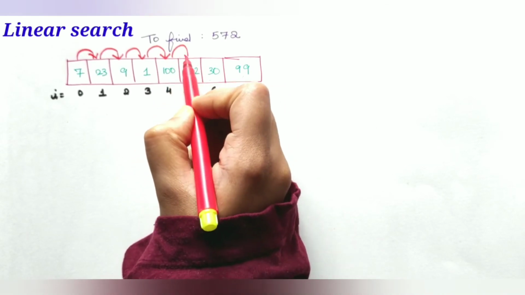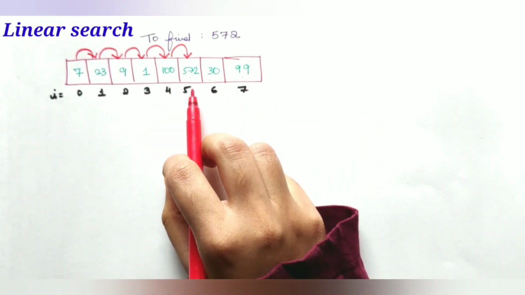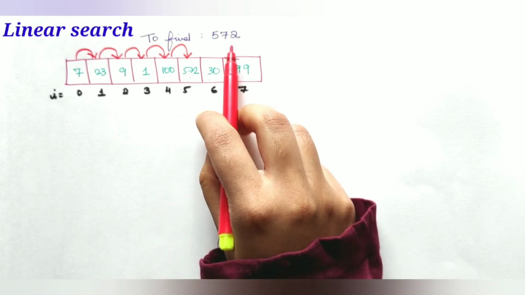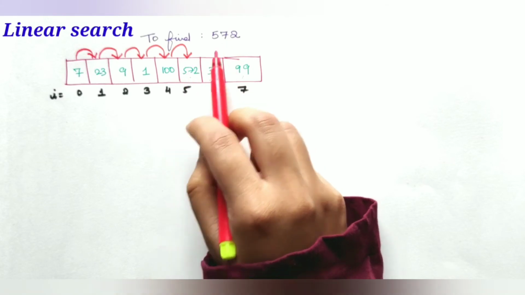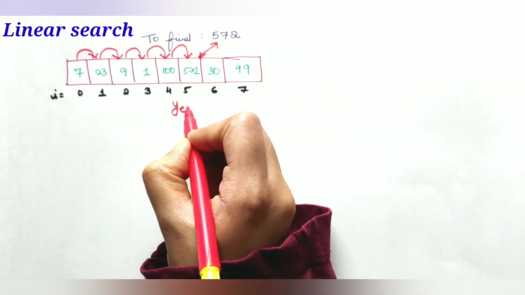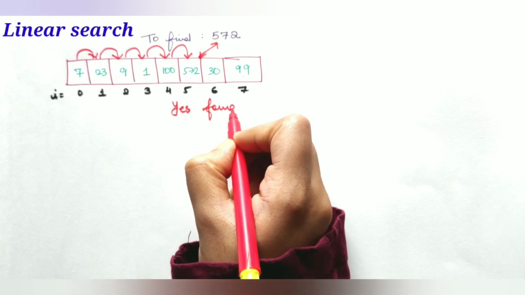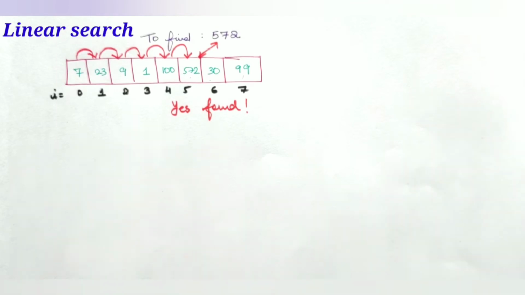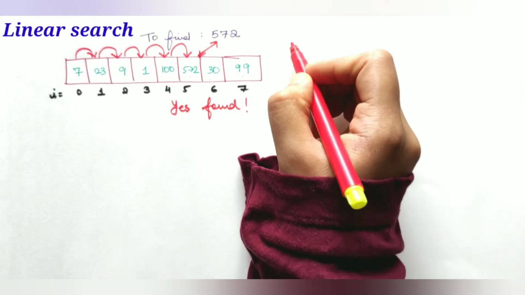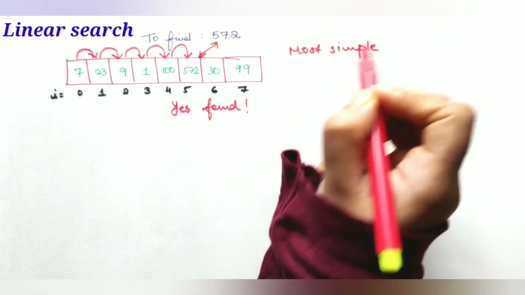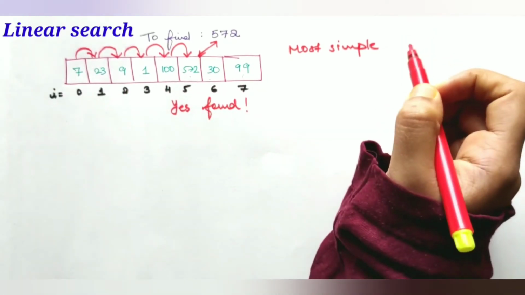100 no. And then when it comes at position 5, it checks the element at position 5 and the key to be found, that is 572. Both of them match, right? And hence you say that yes, your element is found. And you can say the position at which it was found, that was position 5. Pretty simple, right? Now linear search, you can say it's one of the most simple, okay? All you do is you just keep going from left to right and travel through all the elements.